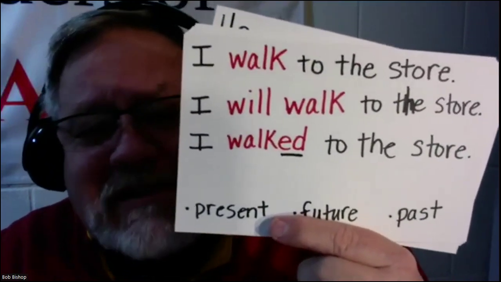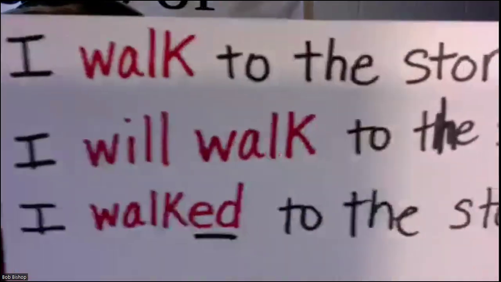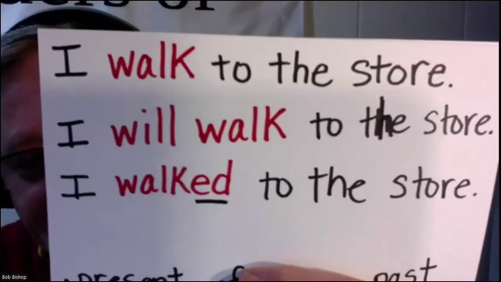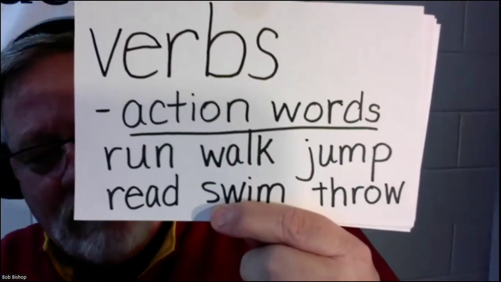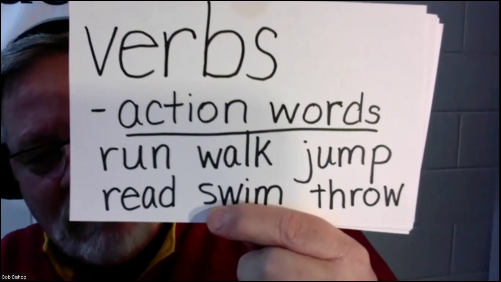Okay, so past tense can be all kinds. I walked to the store last week. I walked to the store yesterday. I will walk to the store tomorrow. Okay. All right. We've been through these already. Verbs, action words: run, jump, walk, read, swim, throw. Good. Very good.